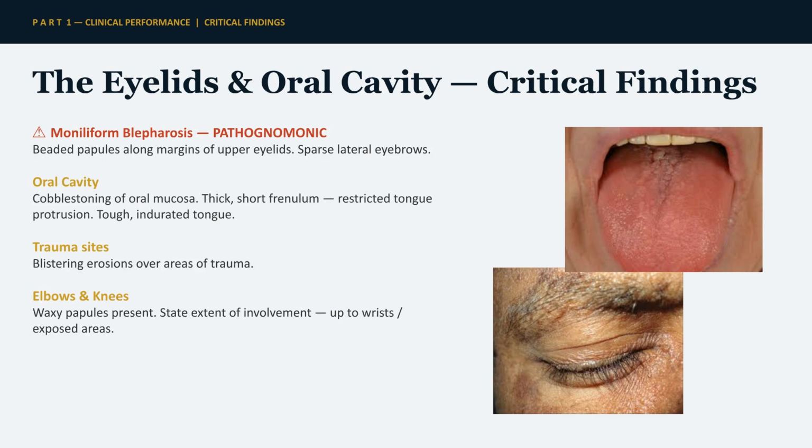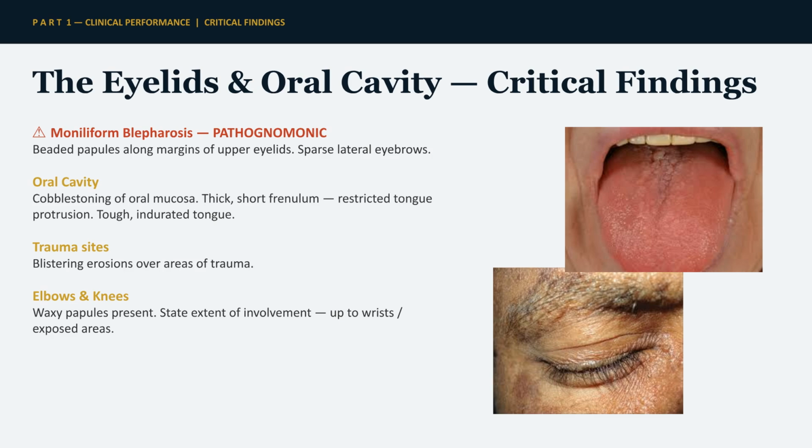Then move to the oral cavity. On examination of the oral cavity, I can appreciate cobblestoning of the oral mucosa. There is protrusion of the tongue with a thick, short frenulum, consistent with restricted tongue movement. The tongue appears tough and indurated.